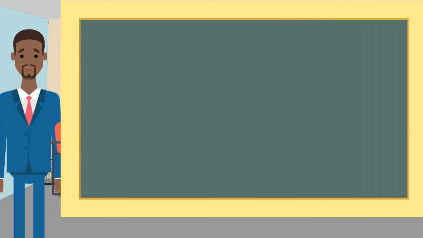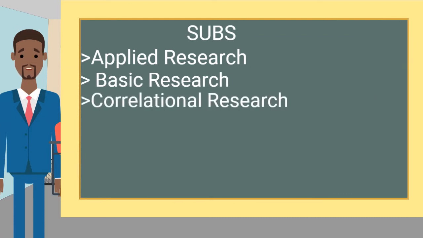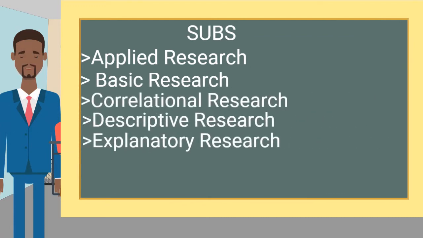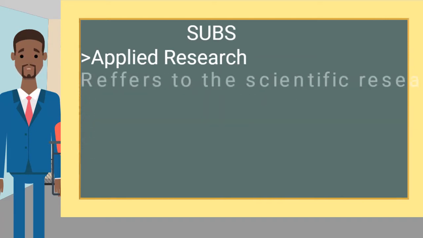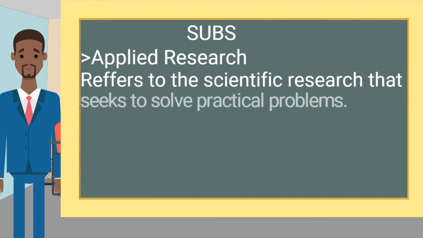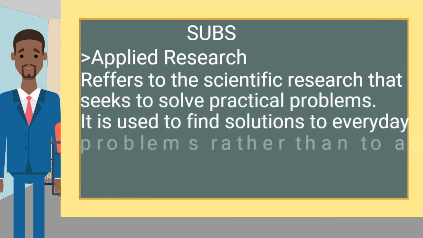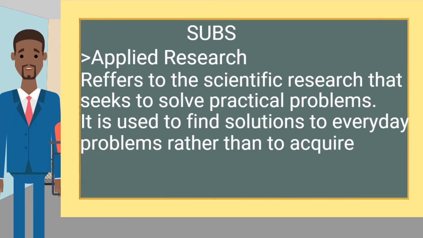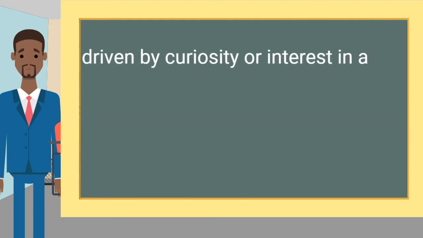These two have their different subs, which include applied research, basic research, correlational research, descriptive research, explanatory research, historical research, to mention but a few. Applied research refers to the scientific research that seeks to solve practical problems. It is used to find solutions to everyday problems rather than to acquire knowledge for the sake of it. For example, research to improve the conduct of national examinations, research to improve agricultural production.